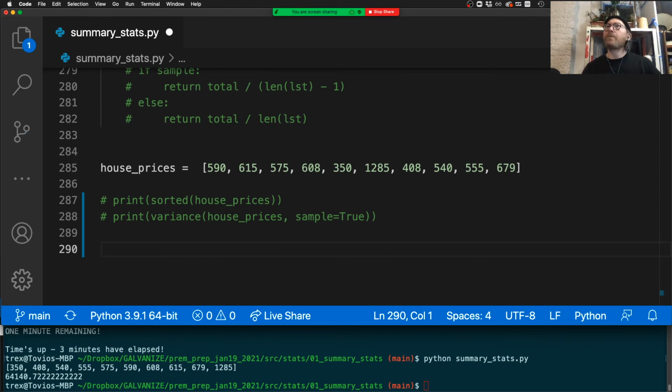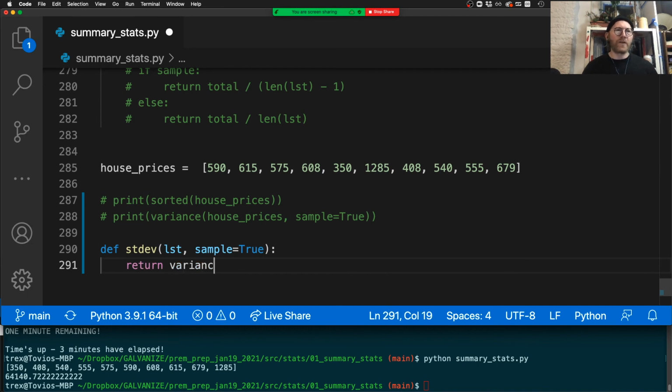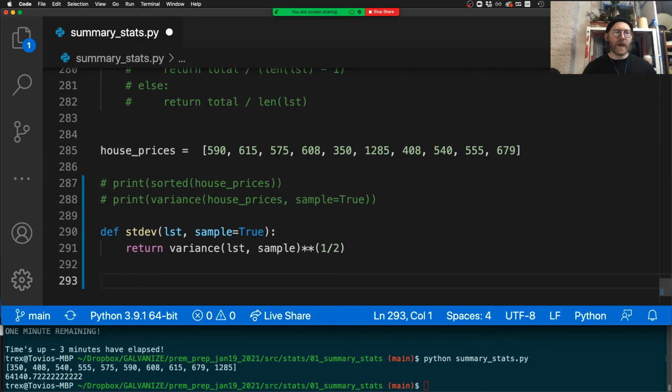So we're running down to the wire, so I'm just going to code this. Standard deviation is just the square root of the variance. And that's really convenient because to define this, we can just set these same parameters and then have a simple one-line return of the variance of the list and the sample flag. I could import square root, which is a better practice than doing this, but I can just take the square root by raising it to the 1/2. So I'll just do that here.